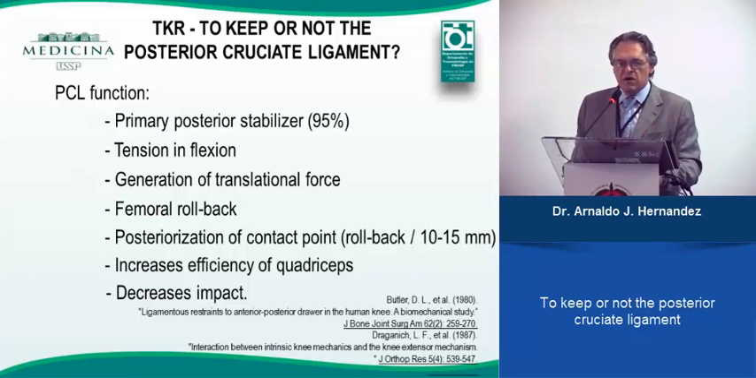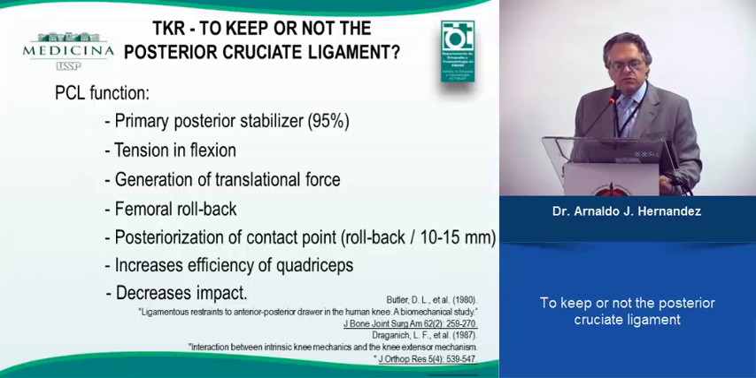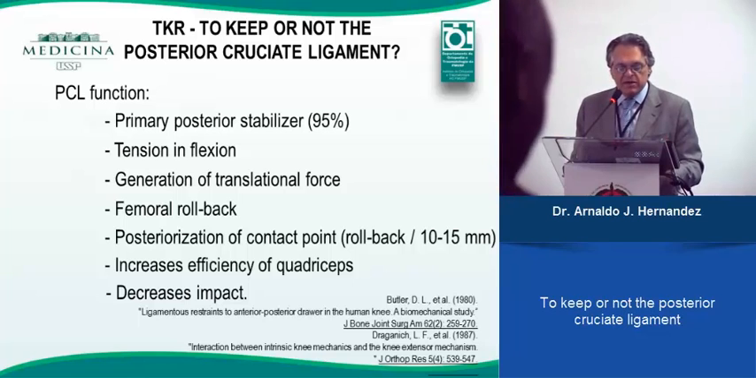Let's talk a little bit, I know every one of you knows about that, about the function of the PCL. The PCL, as we know, is the most important posterior stabilizer of the knee, but it has other functions, such as tension in flexion, the generation of translational force during flexion, the femoral rollback, and the posteriorization of the contact point between the femur and the tibial plateau. It increases the efficiency of the quadriceps, which is very important in an older person, especially with a replacement in his knee, and decreases the impact in the joint. Although it generates more tension inside the joint, it decreases the impact in the joint.